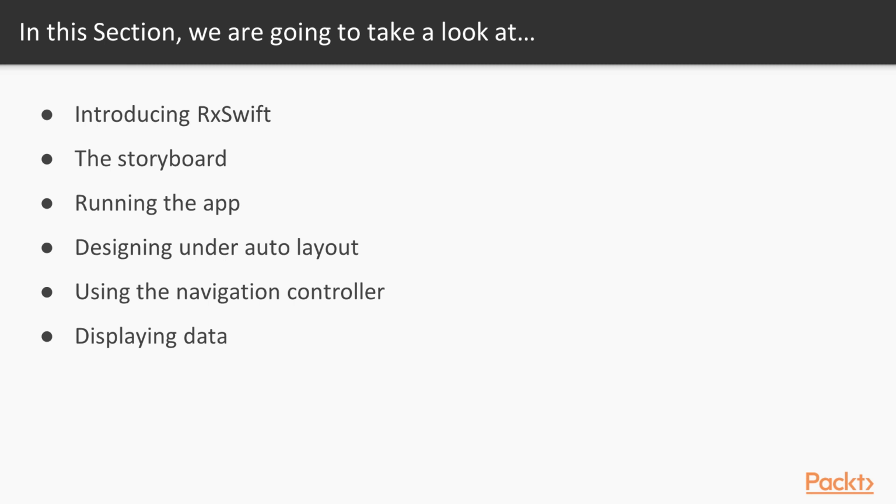We're then going to learn about how we would go about designing under auto layout. Then we'll look at how we use the navigation controller to handle navigation in our app. Then we'll look at displaying data through a table view.